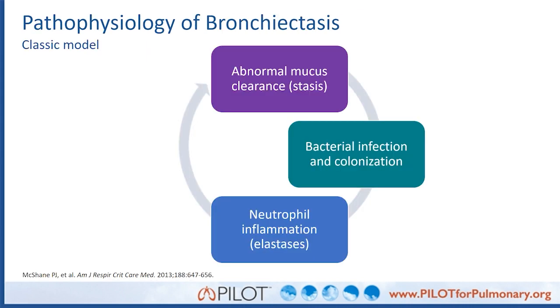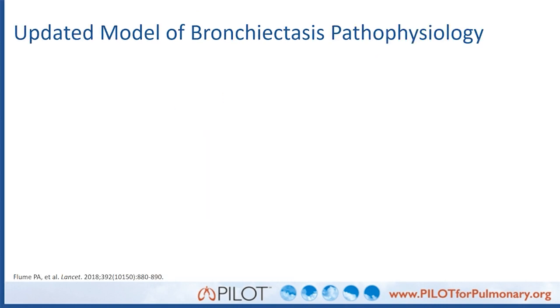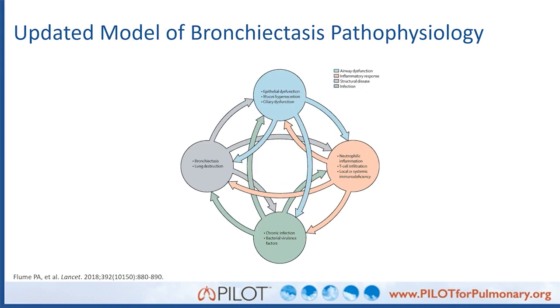So that neutrophil inflammation is causing airway injury and destruction. And with that injury, it causes further impairment in mucociliary clearance. And there you get the vicious cycle that can perpetuate itself. But we've learned more about this model and have introduced the concept of a vortex.